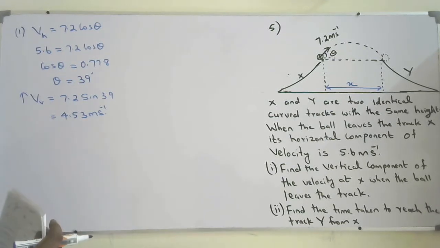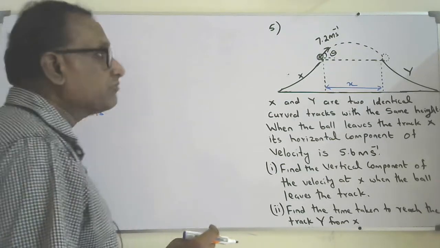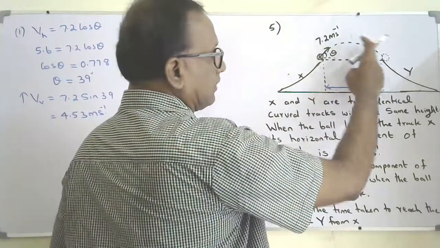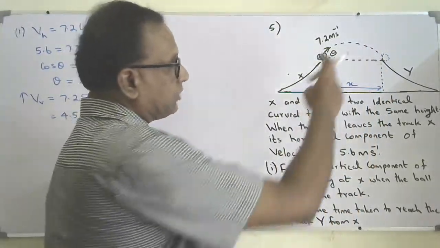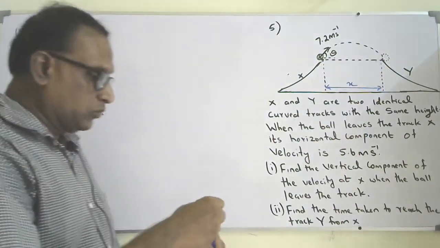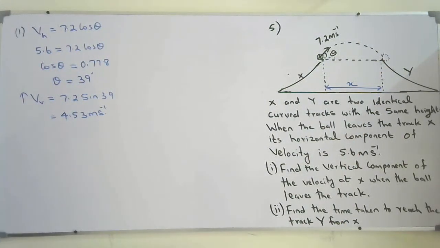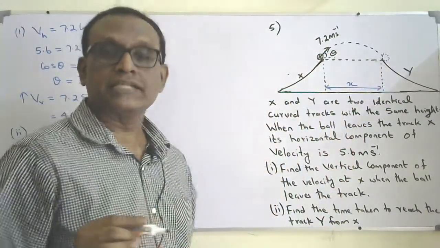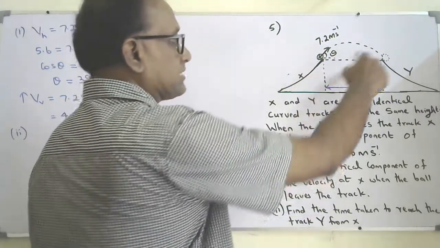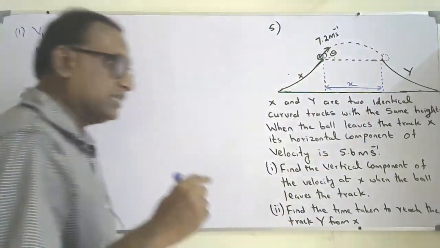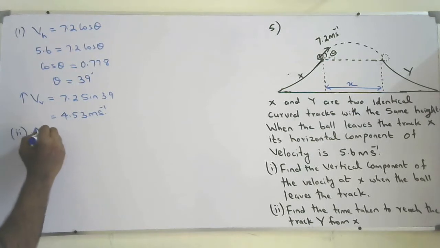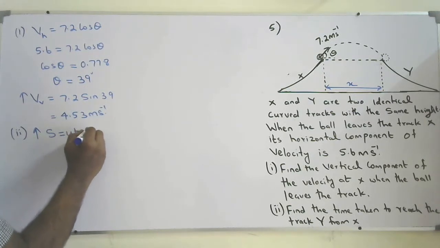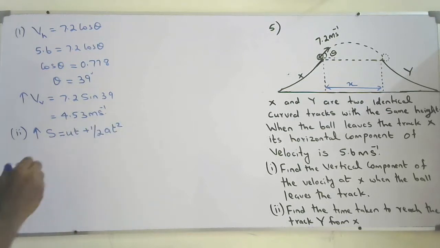Second part: find the time taken to reach the track Y from X. So it's completing projectile motion, right? When we consider the whole motion from here to here, the vertical displacement is equal to 0 because both have the same height, so it has come back to the same level. So for the whole motion, consider vertically s equals ut plus half at squared. s is equal to 0.